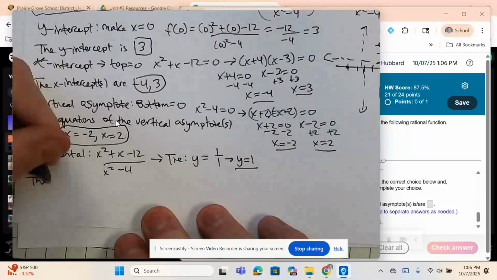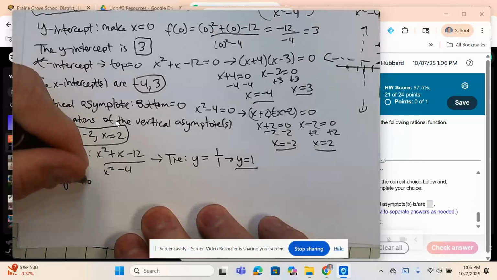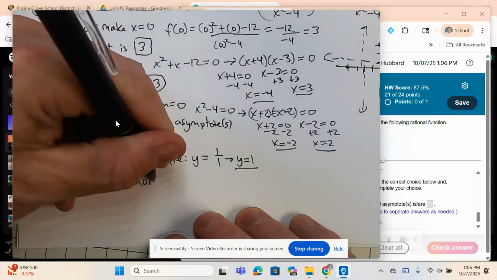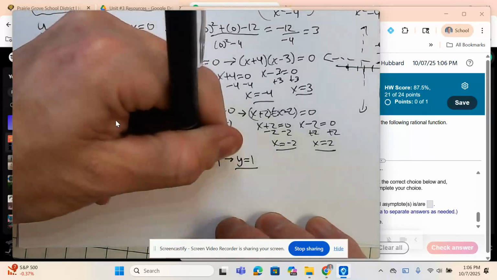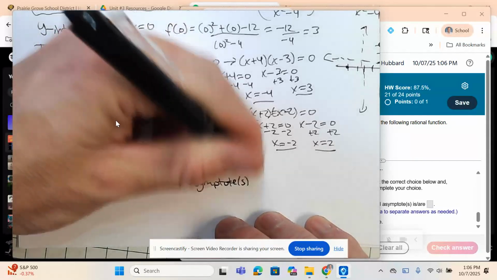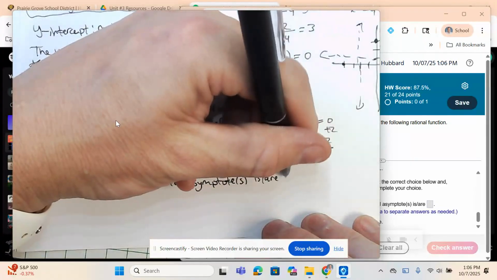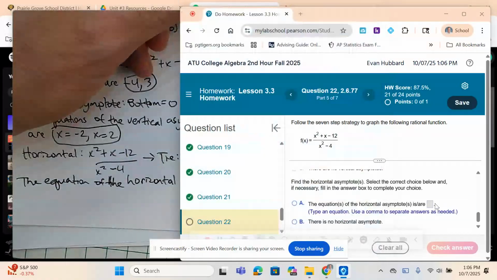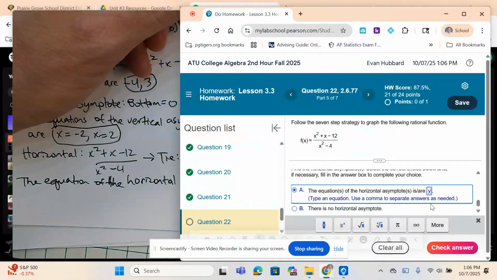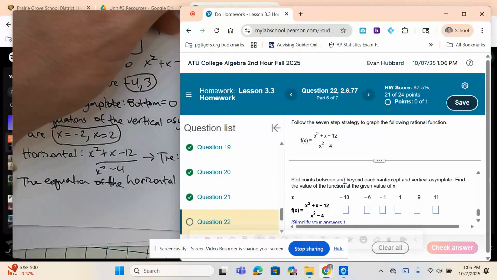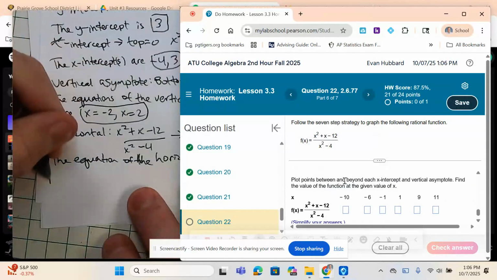So the equation of the horizontal asymptote is y equals 1. Y equals 1. Nice work. Now plot the points. So we're going to plot points.